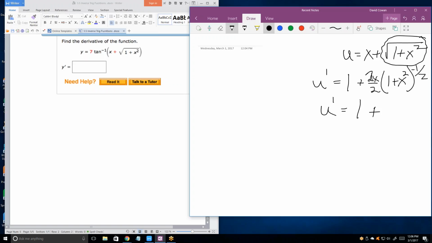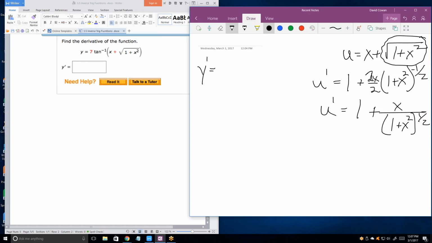Derivative of the inside. So now, notice those 2's cancel. I have an x in the numerator, and I have this in the denominator, to the 1/2 power. So I'll write it like this, without the radical sign for the moment. So that's what u prime is. Okay. Now, let's go back and figure out what y prime is.